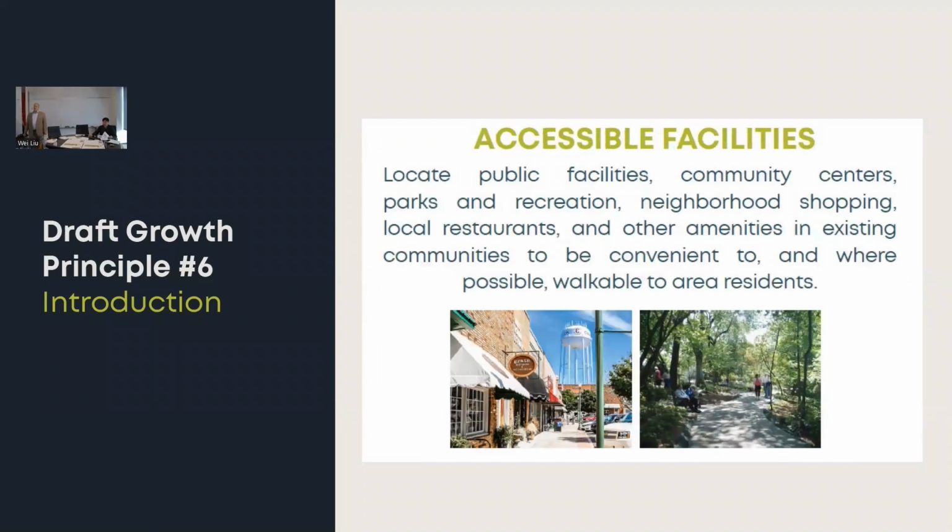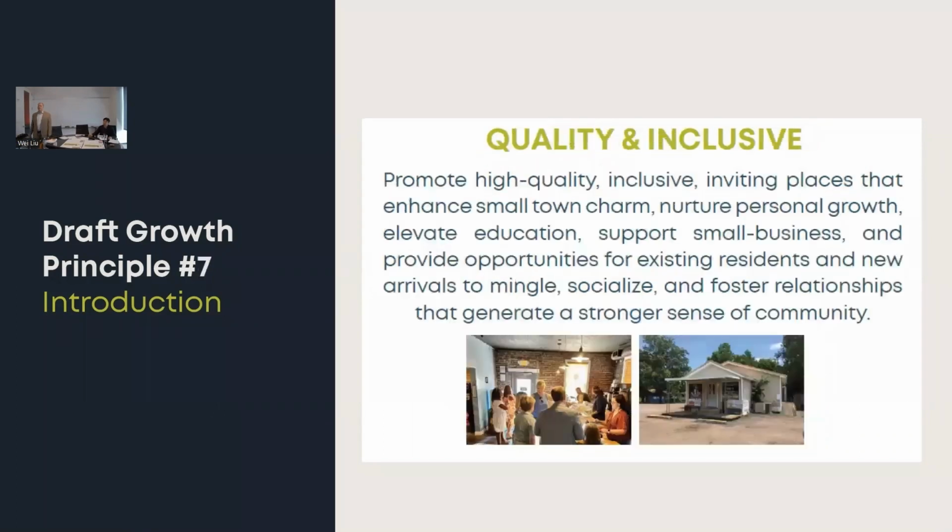Number 6 is accessible facilities, placing those facilities where the community can make the most of them and scattering them around between the communities as well. So locate public facilities, community centers, parks and recreation, neighborhood shopping, local restaurants, and other amenities in existing communities to be convenient to and, where possible, walkable to area residents. We heard things like park spaces, local restaurants, neighborhood assets and other community facilities, even in some cases schools, where they may need to be within a 10 to 15 minute walk, or at least convenient to those residents in the area, or a short drive instead.